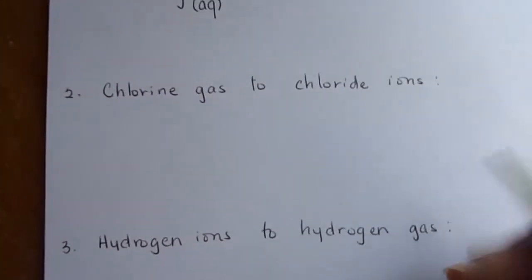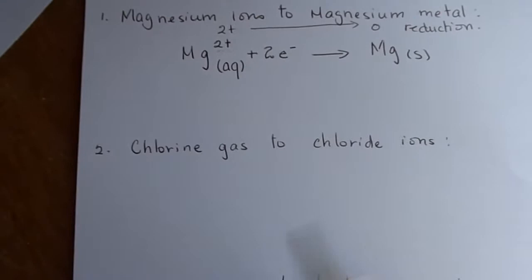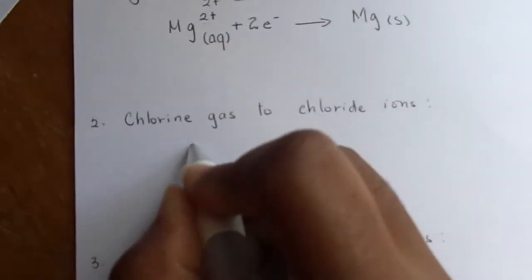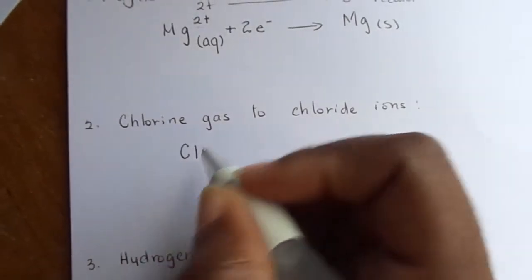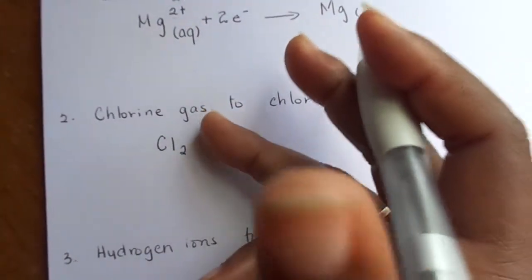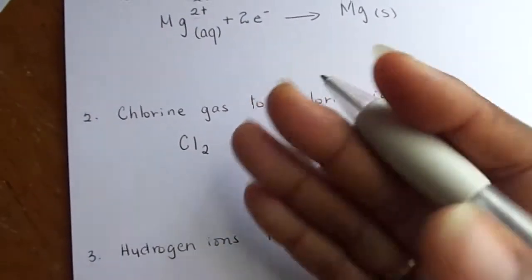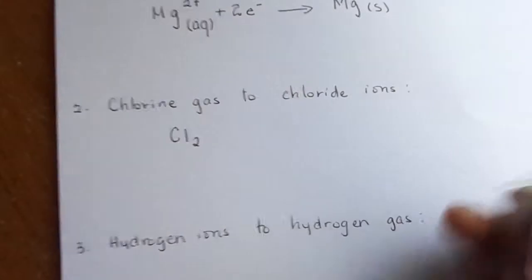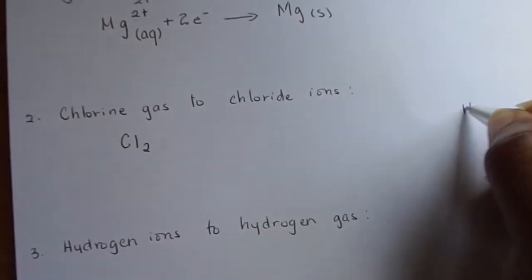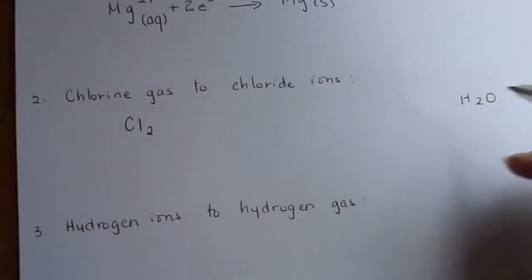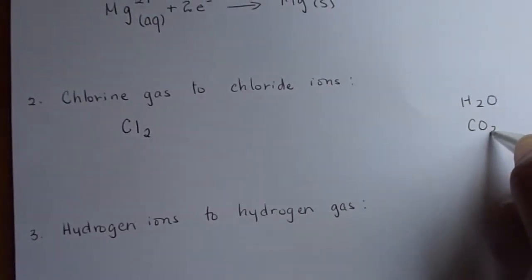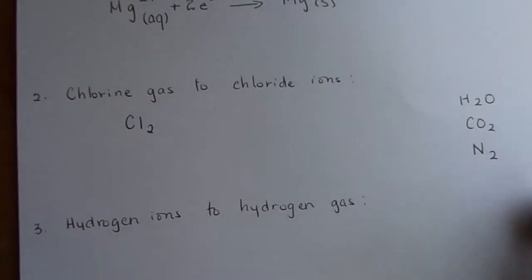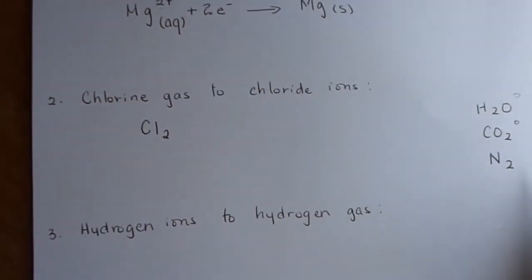Now we're going to try chlorine gas. The chlorine gas, as I said before, exists as a molecule. The molecules are all neutral. We have molecules like water, carbon dioxide, and nitrogen. Water is a molecule, it's neutral. Carbon dioxide is a molecule, it's also neutral. Nitrogen is a molecule, it is neutral too. So they wouldn't have a charge.